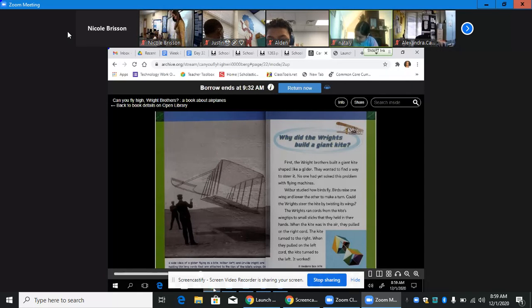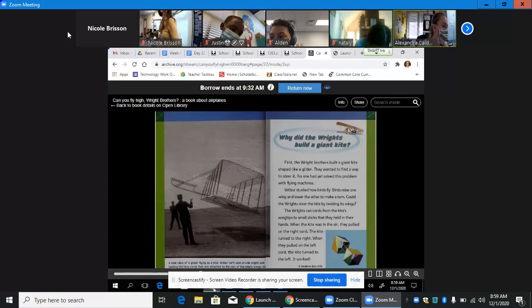All right, who wants to share their stop and jot? Someone in Miss Codwell's class, what did you write down? Someone in here, Juan, what did you write down? So she said that it shows how much work they put into making an airplane, like making a glider and making a kite and all the different steps they had to do. Yes, excellent. Thumbs up if you agree.